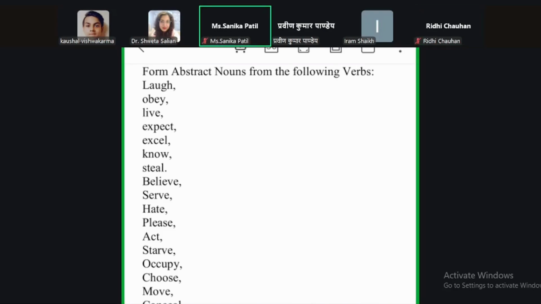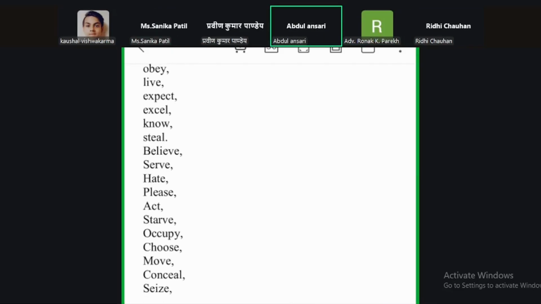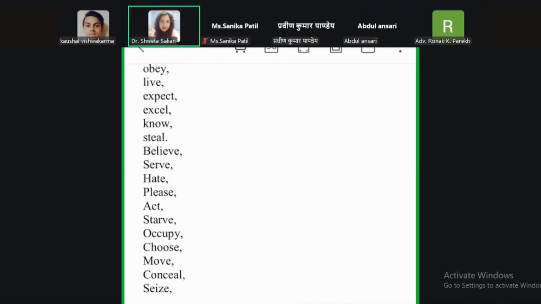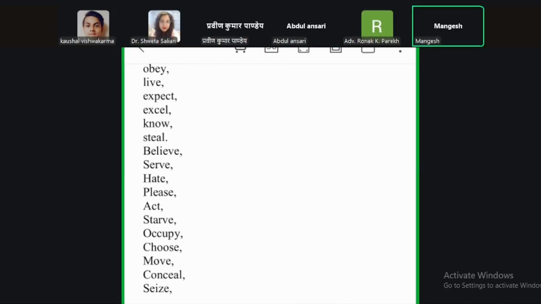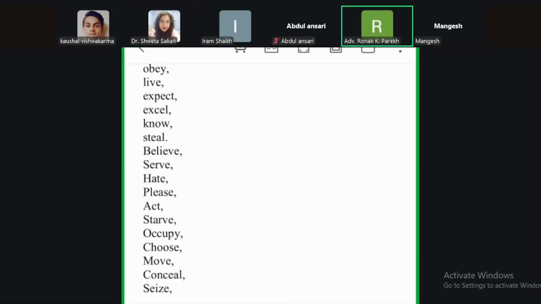Expectation. Excellence. Knowledge. Yes. Steal, stealth. Those who are gamers would know the word stealth. Belief. Believe, yes. Belief. Serve, service. Yes. Then hatred. Hate, hatred.